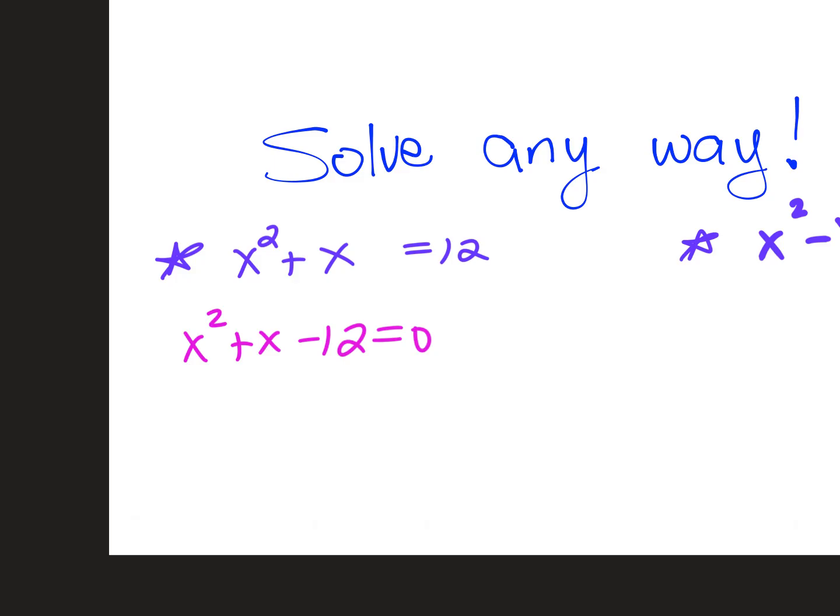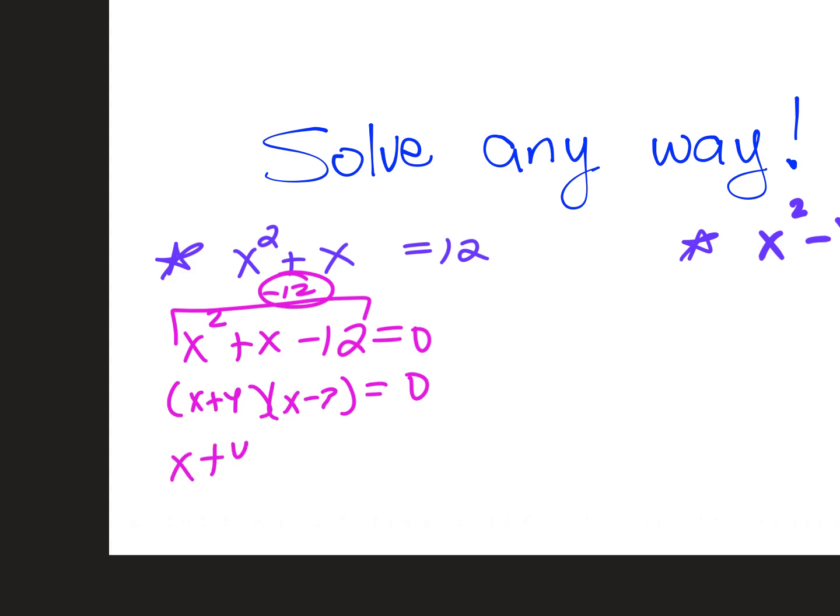At this point, guys, you can do quadratic formula. If it just says solve, do whatever you want. If you just want to go right to the quadratic formula, you can. If you want to go right to completing the square, you can. I would try to factor first. Are there factors of negative 12 that when you multiply, you get negative 12, but when you add, you get a 1? Yep. X plus 4, x minus 3.